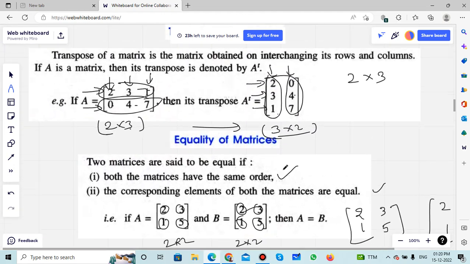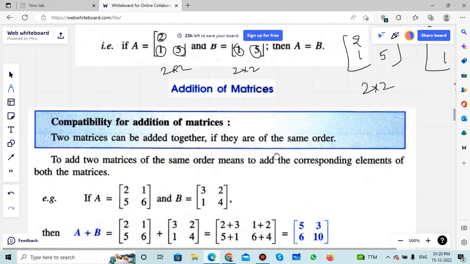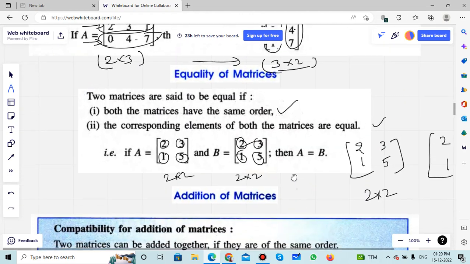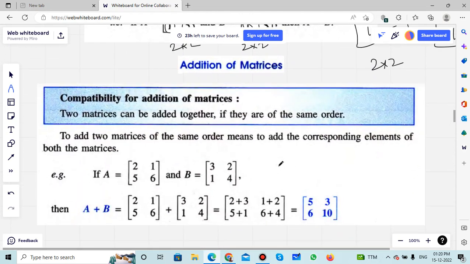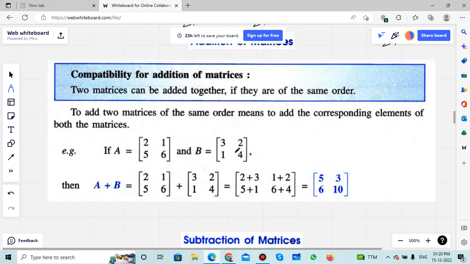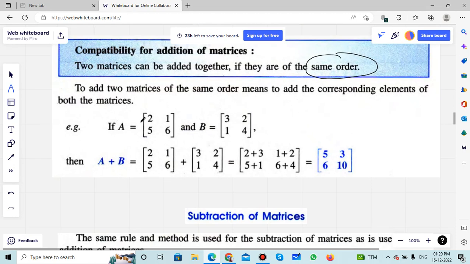Okay, then comes how to add matrices. Remember one thing here: if the two matrices are of the same order, then only we can add or subtract. Two matrices can be added together if they have the same order. Very important one. If they don't have the same order, we can't add them. How do we add? We add each element.